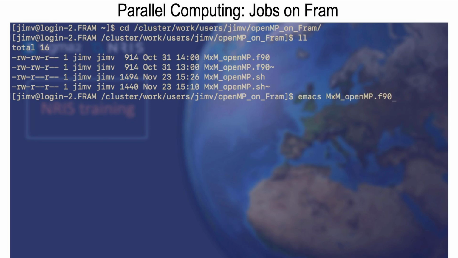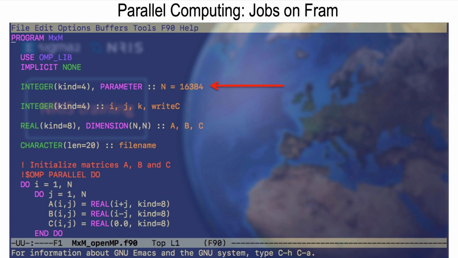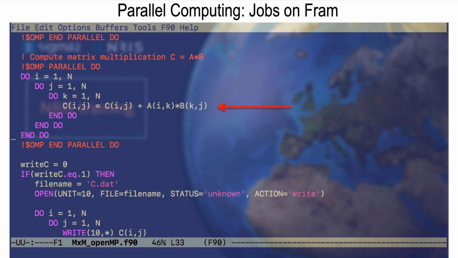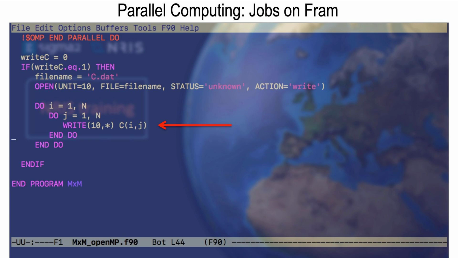You've seen the Fortran program that uses OpenMP before, but let's take another look at it. We note that it uses a matrix dimension of 16,384. The matrices are initialized with values through an initialization loop, where you can observe the OpenMP directives. The matrix multiplication is carried out by a triple nested loop, and again, note the OpenMP directives. The Fortran program concludes with the option to write the C matrix values to a data file.